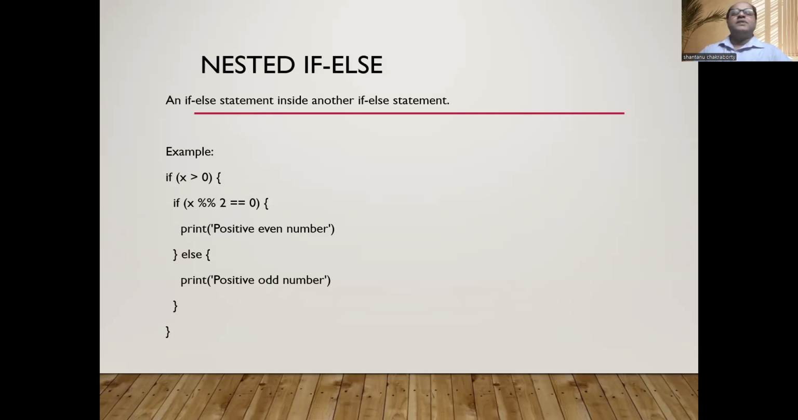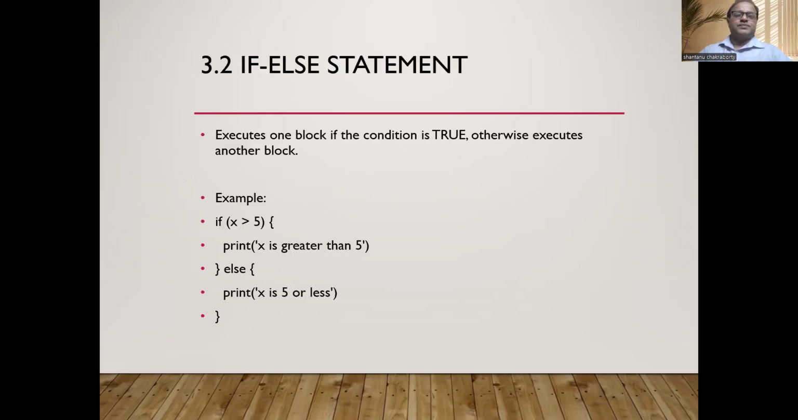In a nested if-else statement, there is one outer if statement and one inner if statement. If the outer if statement is true, the control will go and evaluate the inner if statement. If the inner if statement is true, the control will go to the true block, else the control will go to the false block and execute the statements in the respective blocks.